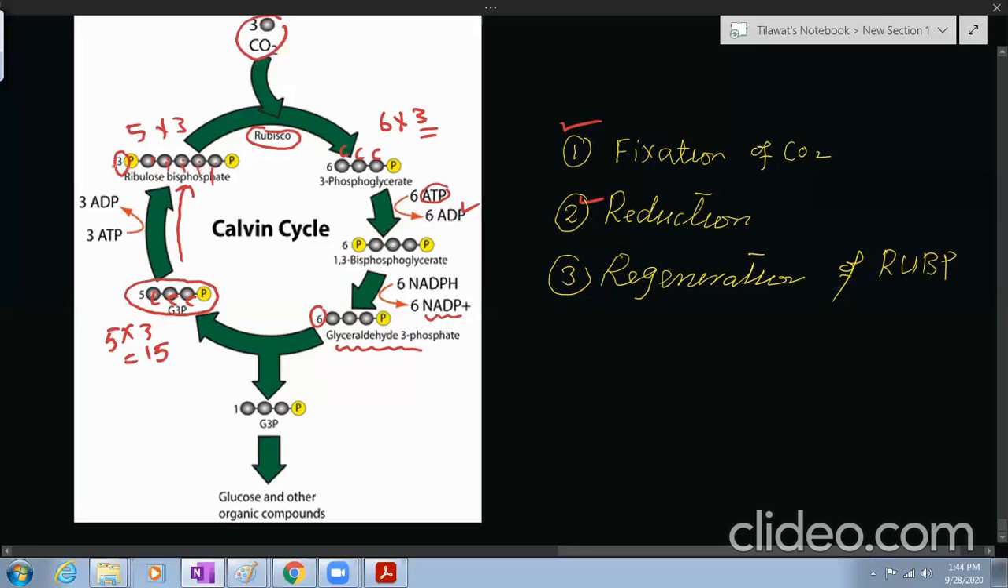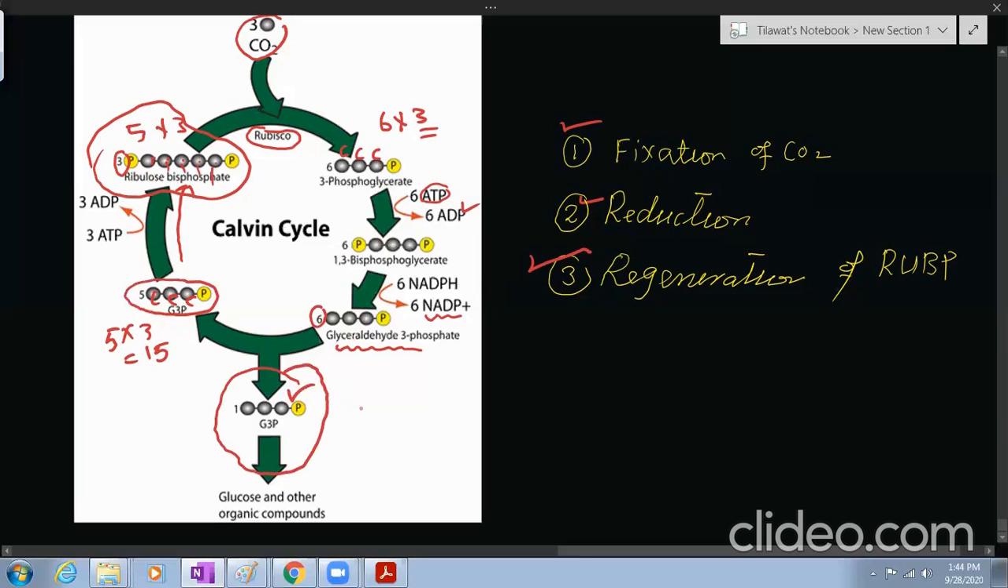Am I clear? So this is the step in which regeneration of RuBP takes place, because this RuBP will be used for another cycle of dark reaction of photosynthesis. So this is the step of regeneration of RuBP. But here, if you check, this one glyceraldehyde 3-phosphate, this carbon we got.